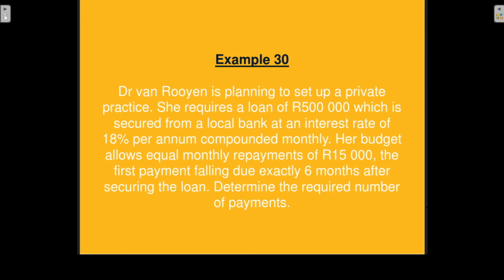Okay, so there are many things going on here. This is an annuity. It is a simple annuity because the compounding period is monthly and the payments are also monthly. And Dr. van Rooyen can only start to pay back this loan after 6 months. Okay, so we can draw this whole thing on a timeline.